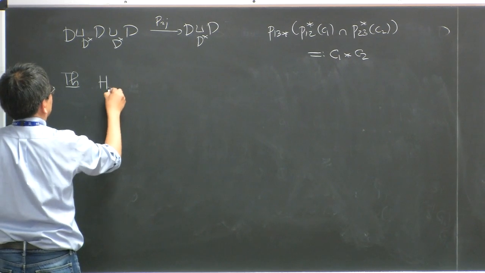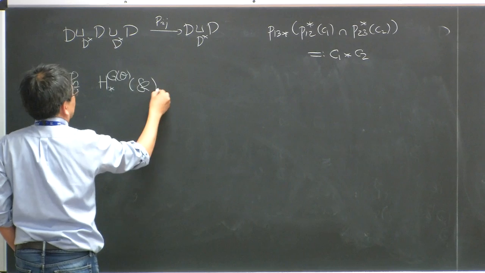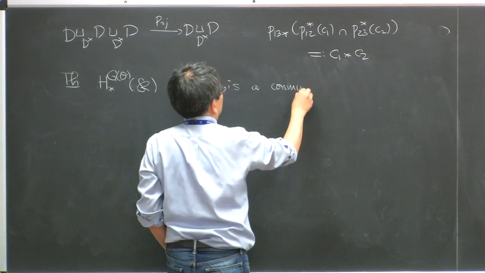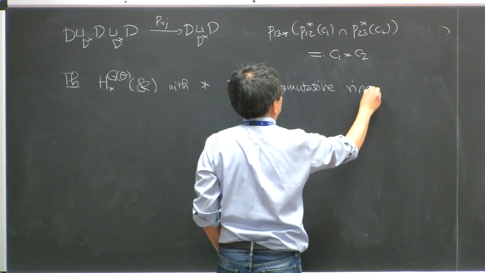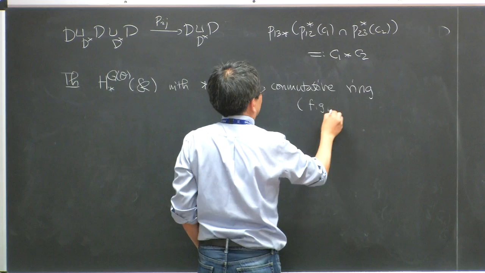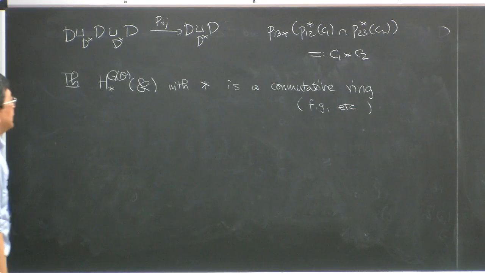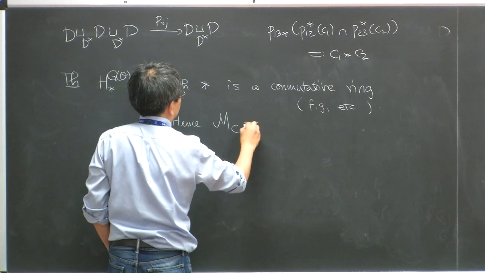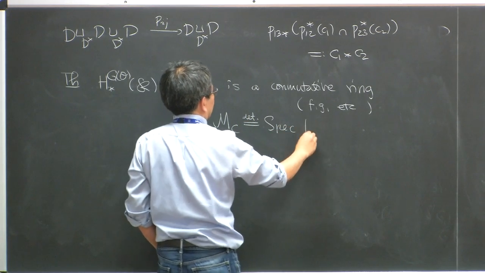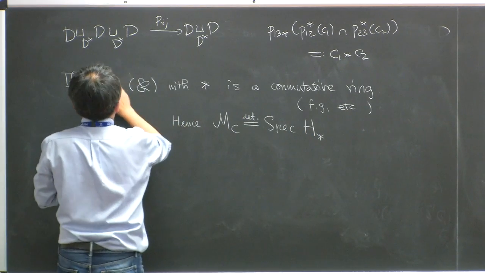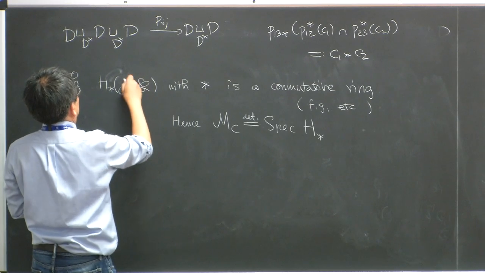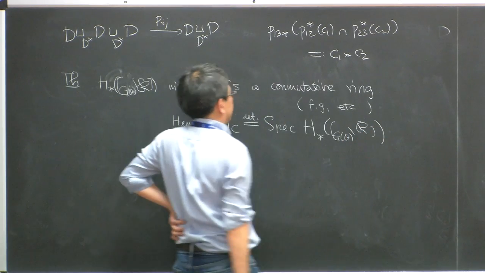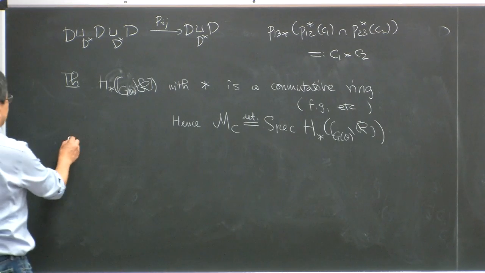The main theorem says that H star of G(O) on R, with star E, is a commutative ring and finitely generated, et cetera, et cetera. It has several good properties. Hence, we can define the Coulomb branch as the spectrum of H star. And the quantization.